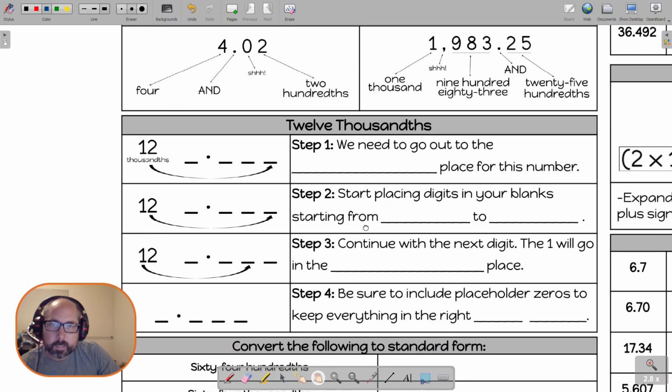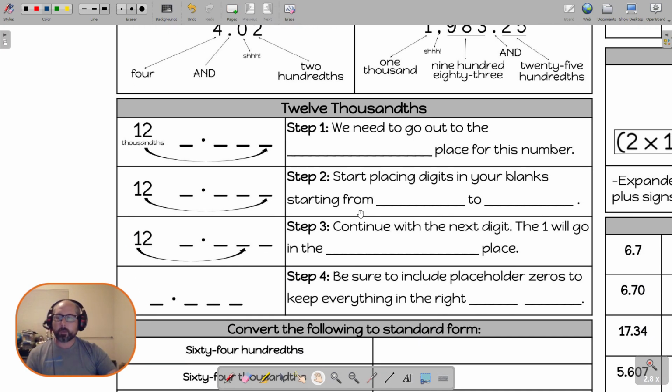Okay. So let's take a look at this. We're going to go real slow together and convert this 12 thousandths here. So first step is we need to go out to what place value for this number. Well, it says it right there, the thousandths place, right? So write that in. Got to go out to the thousandths place. The reason I know that is because I'm looking at the word form. It tells me. So guys, this is something I want you to get in the habit of doing.